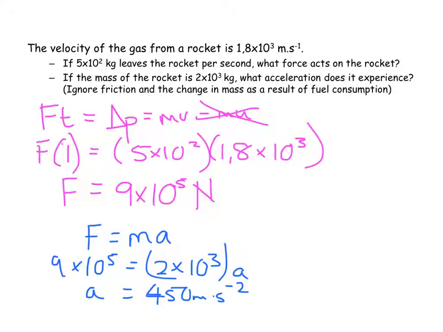And what is happening is that because of Newton's second law, the force of the gas on the rocket is equal to the force of the rocket on the gas. So whatever I landed up with as the force acting on this rocket, that's the force on this mass, and therefore the acceleration is 450 meters per second squared in direction of rocket movement.